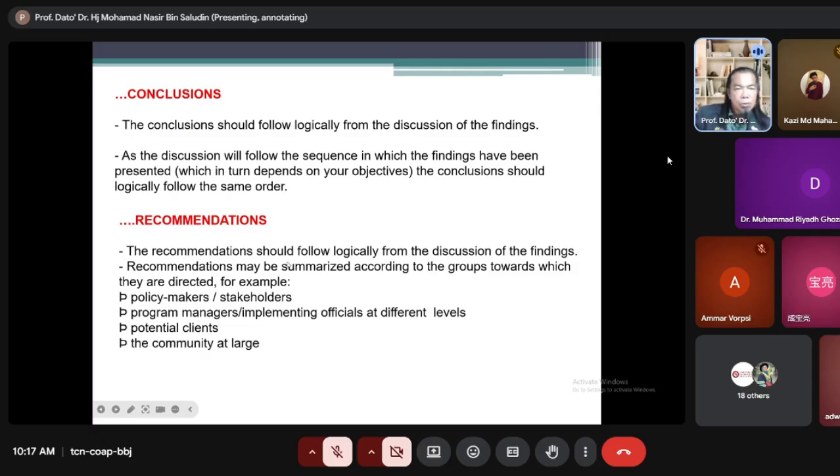Recommendation. The recommendation should follow logically from the discussion on the finding. Recommendations may be summarized according to the group toward which they are directed. For example, recommendation to the policymakers, stakeholders, recommendation to program managers, implementing officials at different levels, recommendation to potential clients, and recommendation to the community at large.